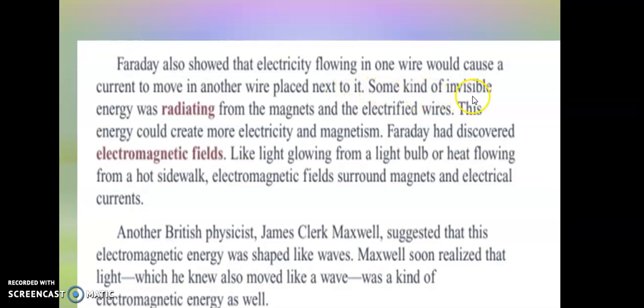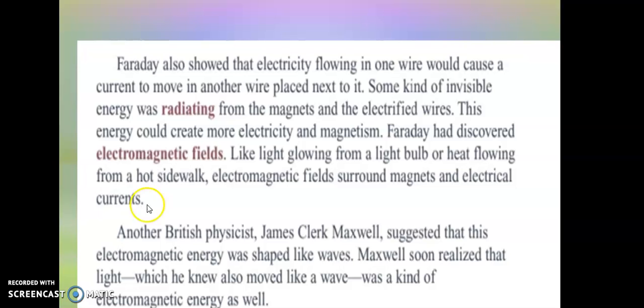Some kind of invisible energy was radiating from magnets and the electrified wires. This energy could create more electricity and magnetism. Faraday had discovered electromagnetic fields. We are going to learn this word, electromagnetic fields, like light glowing from a light bulb, the one that you have in your house, or heat flowing from a hot sidewalk. Electromagnetic fields surround magnets and electrical currents.